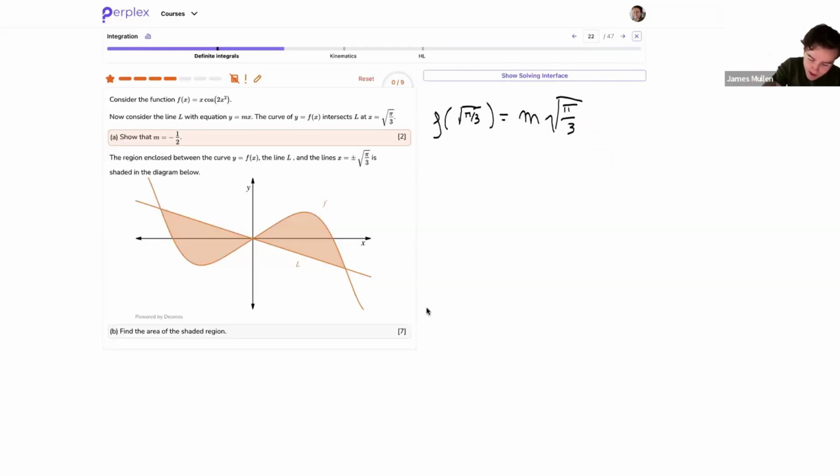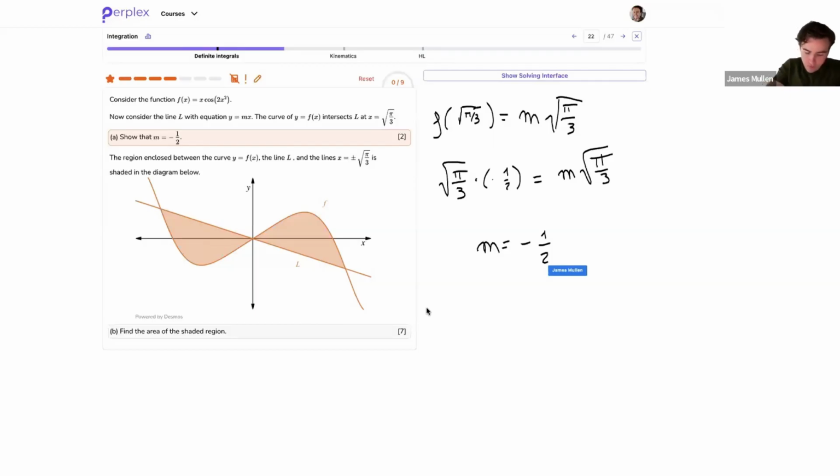Well, x squared is just pi over 3. And inside of cosine, I have 2x squared, so 2 times that is 2 pi over 3. Cosine of that is negative 1 over 2. So that times negative 1 over 2 is equal to m times root of pi over 3. And so m is equal to minus 1 over 2.